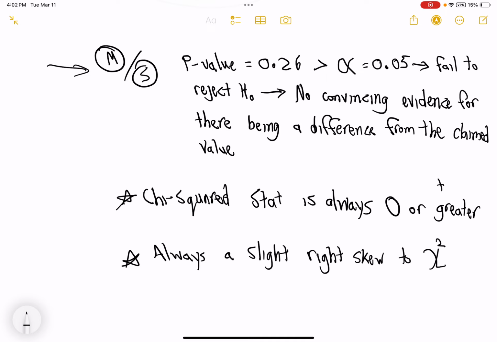I am proud of you. I can't believe we've gotten through as much as we have, but at the same time, I shouldn't doubt it. You are brilliant and you are capable. Remember that chi-squared statistics are always positive and that chi-squared data distributions are always slightly right skew, even at high degrees of freedom. Okay? But they do get more and more normal as those degrees of freedom go up.